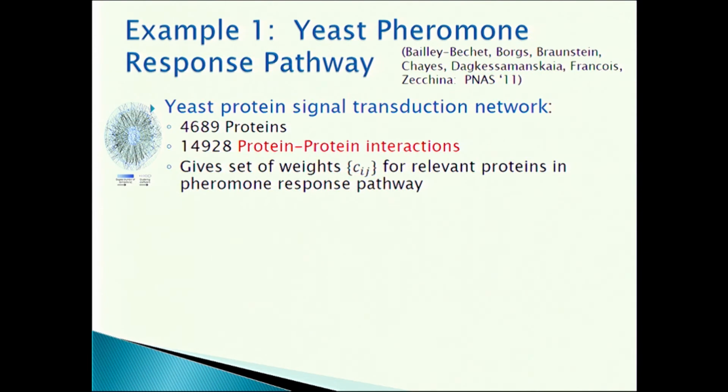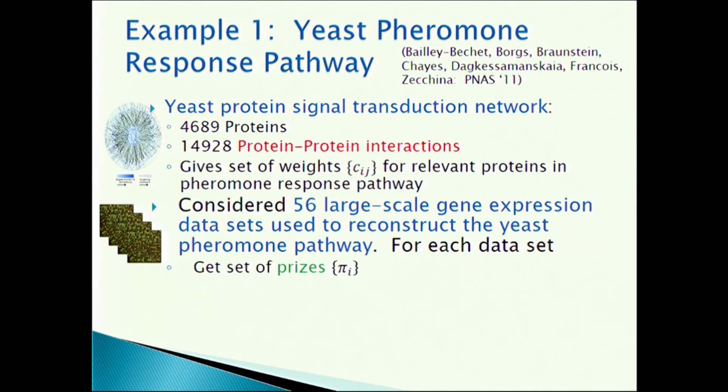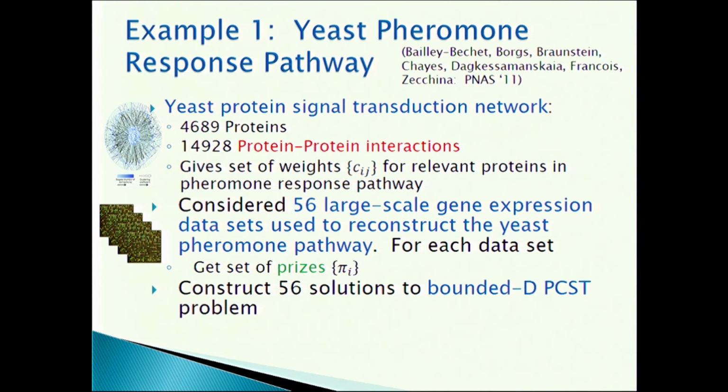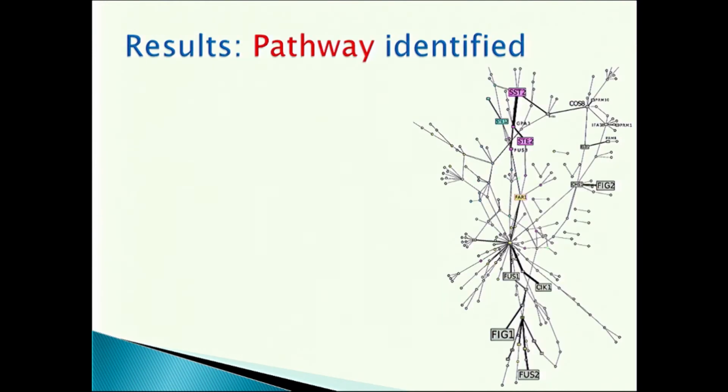If they were known to interact with each other a lot, then we had a low weight. If they weren't known to interact, we had a high weight. And then there were 56, you can find this online, there are probably more now, large-scale gene expression data sets for the yeast pheromone pathway. Each data set gave us a set of prizes. So for each set of prizes, we constructed a tree. So we had 56 trees. And then we superimposed these trees. If you superimpose trees, you don't get a tree. So this is what we got.